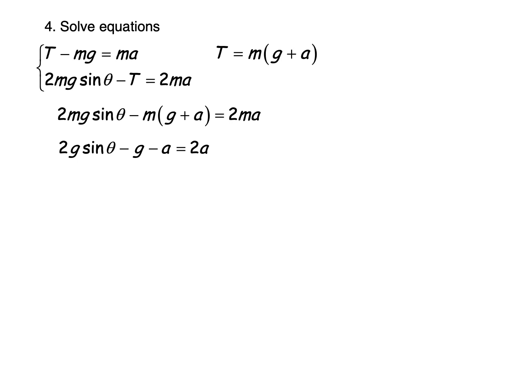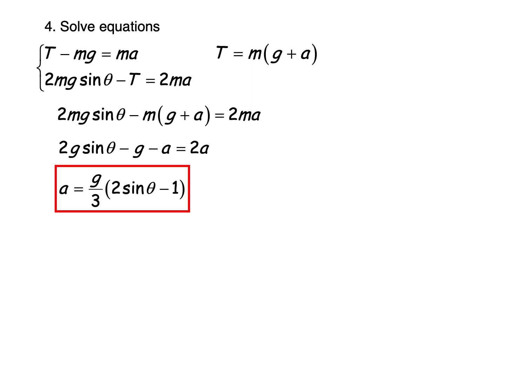We can divide this equation both sides by m, and all of the m's cancel, so we get 2g sine theta minus g minus a equals 2a. We can add this a over to this side, divide by 3, and we get that a equals g over 3 times 2 sine theta minus 1. And then we can, of course, plug in the specific numbers, and we end up getting 0.48 meters per second squared. Notice that the acceleration is positive, so it is indeed the case that the block is sliding down the incline. The beige block is sliding down the incline.